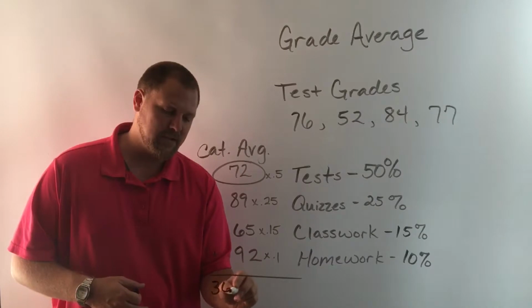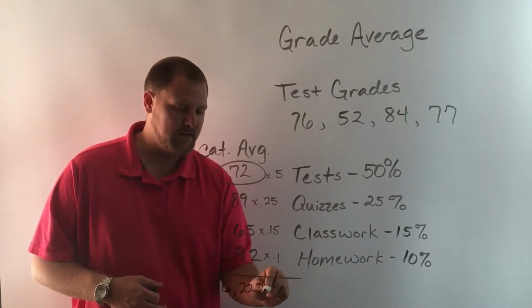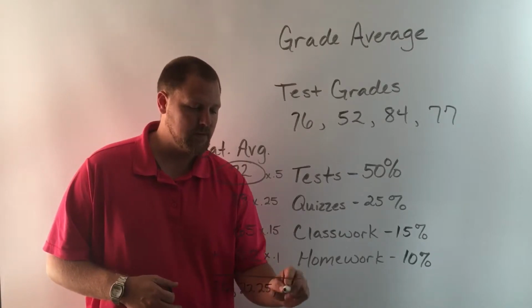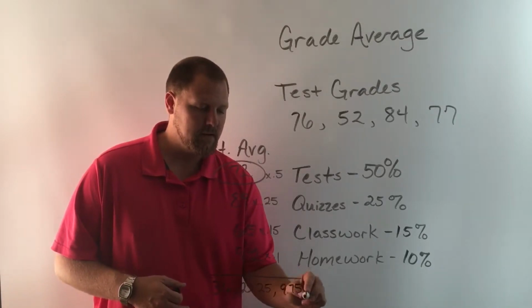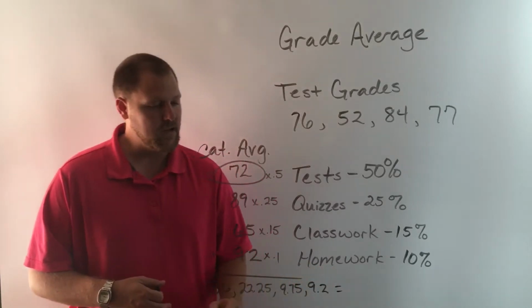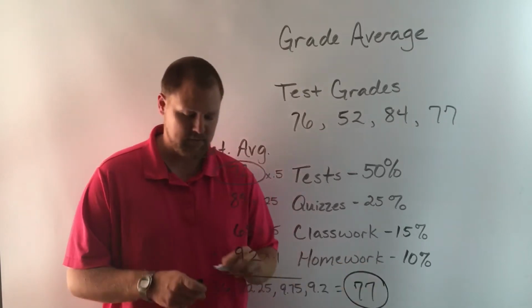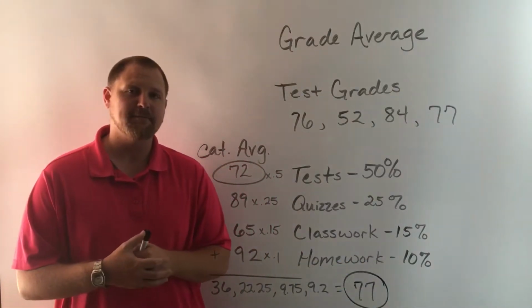For the tests, we get 36. For the quizzes, we get 22.25. For the classwork, we get 9.75. And then for the homework, we get 9.2. When you add these all up, you're going to get 77.2, which is just a final average of 77.